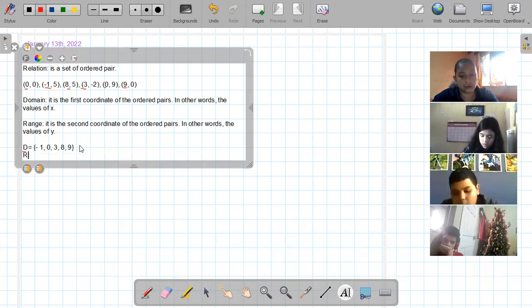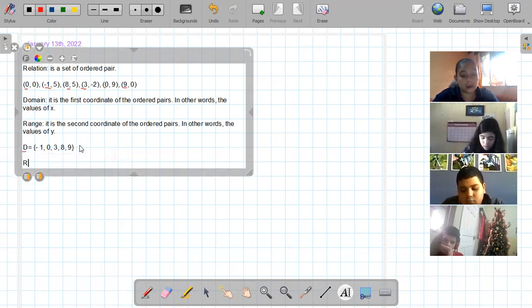The range, I just told you, are the values of y. So we're going to say range. We also open the braces and we copy the values of y also in order. So the smallest one was -2. I'm going to place -2. Then I have 0 and I also have it twice again. So 0. Then we got 5 twice as well. And then 9. And that's it. We're finished. So let's make sure that we have it correct.